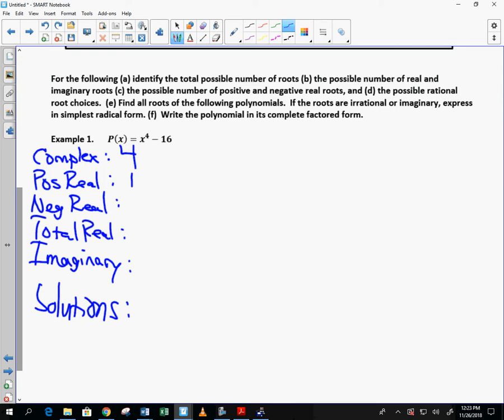How do I determine the number of negative real solutions? P of negative x. So when I type in a negative x, negative x to the fourth is just x to the fourth, and then minus 16. So as I look at p of negative x, how many sign changes are there now? There's 1. So think about this, folks. There's one positive real, and there's one negative real. So how many total real solutions are there? There are 2. Any questions there? So if there are 2 that are real, and there's a total of 4, how many must be imaginary? 2.